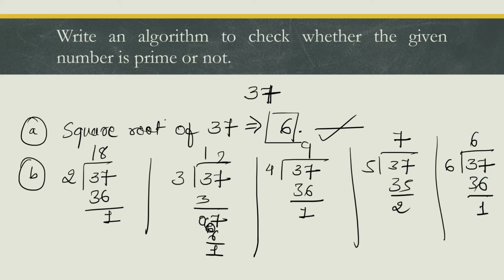That means no number from 2 to 6, that is the square root of that number, completely divides 37. Completely means where you get remainder 0, right? So there is no number between 2 and 6 that completely divides 37. So 37 is a prime number. I hope you are getting this.